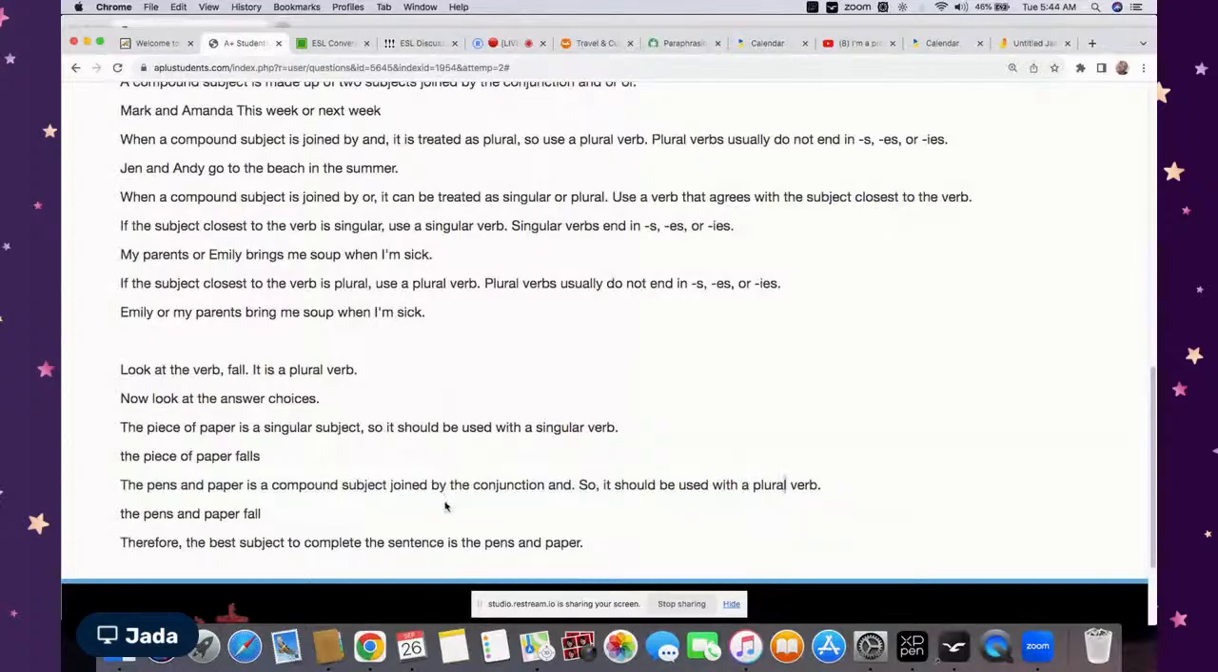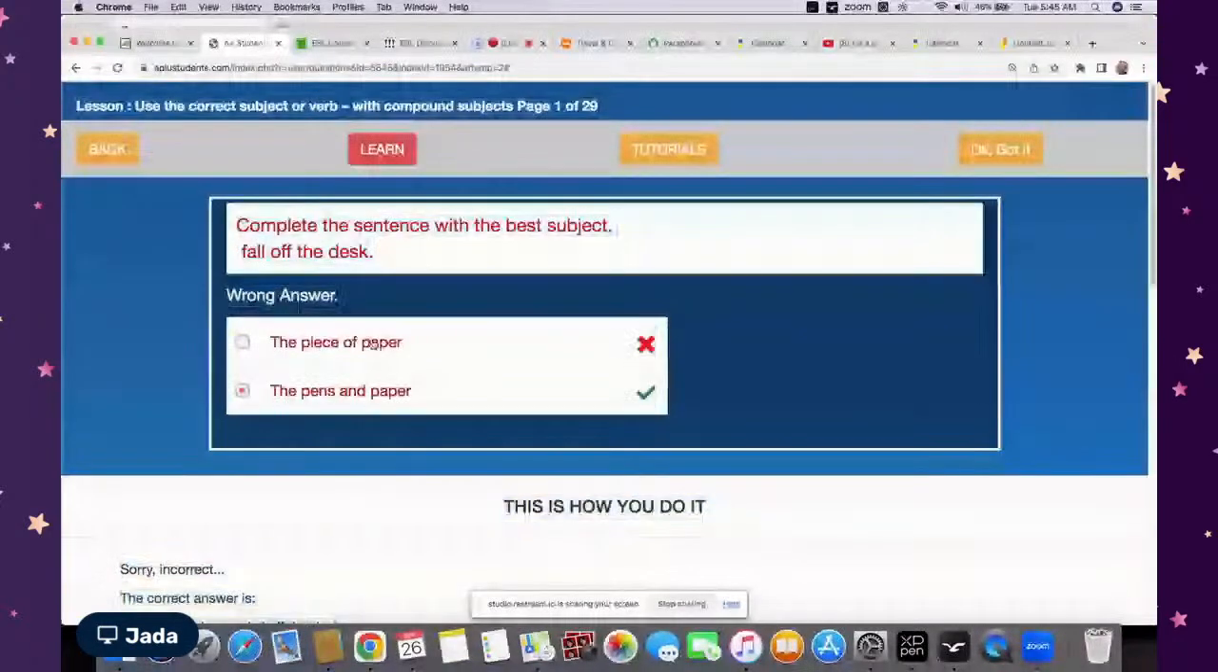Okay? Yeah. So that's why the answer was not the piece of paper. It's because "and" here shows that this whole subject is plural and "fall" is a plural verb. So that's it.